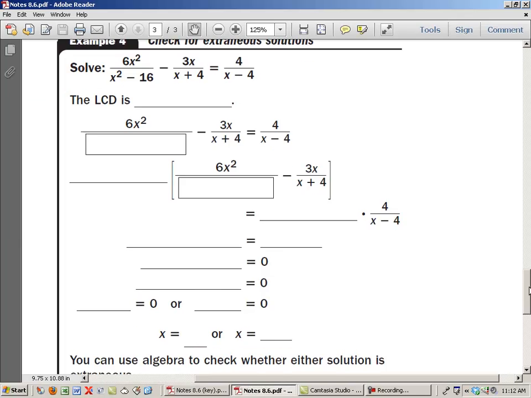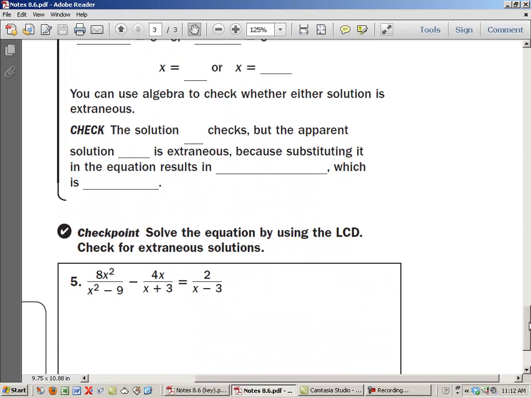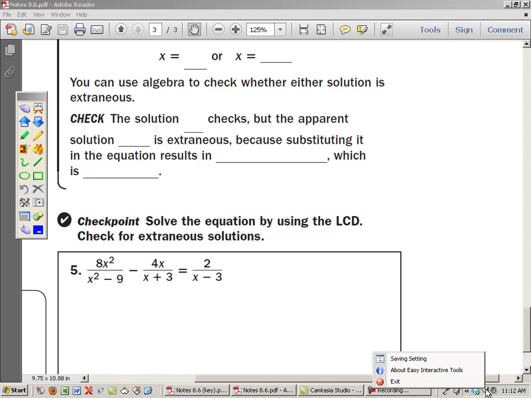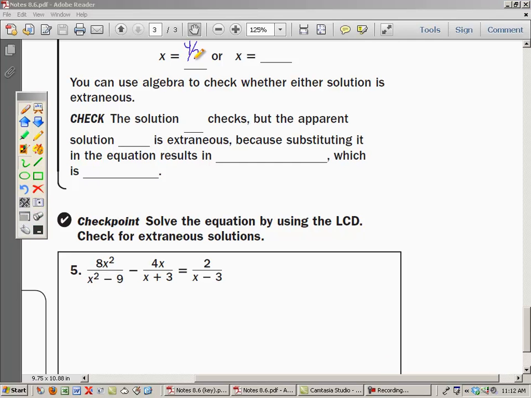All right? Once again, I'm just going to kind of fill this back in. I get all the way down here. Okay, we had 4/3 and negative 4. All right? You can use algebra to check whether either solution is extraneous. When I plug the 4/3 back in, it works out okay.